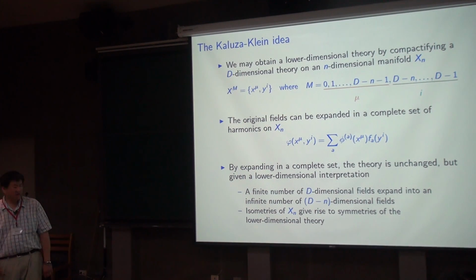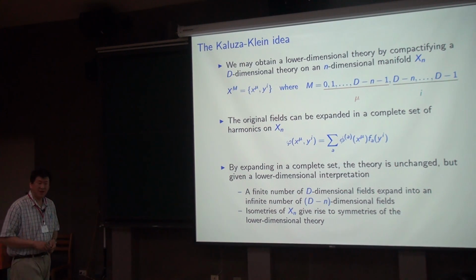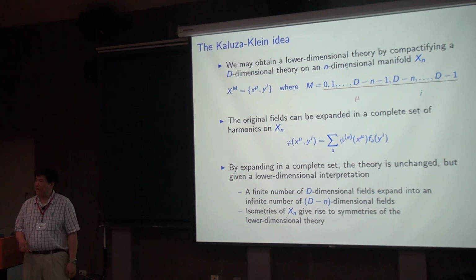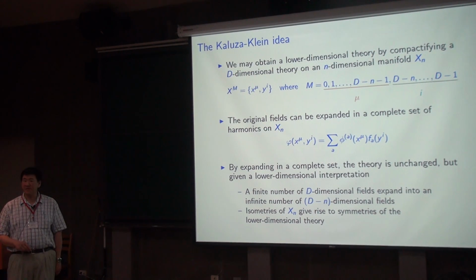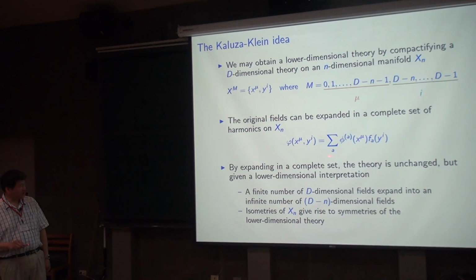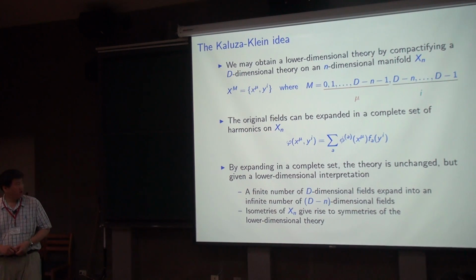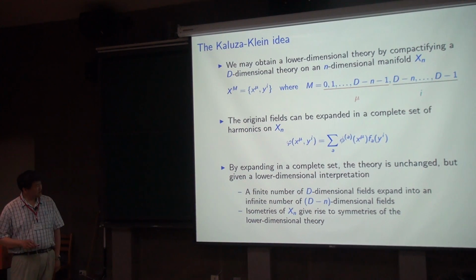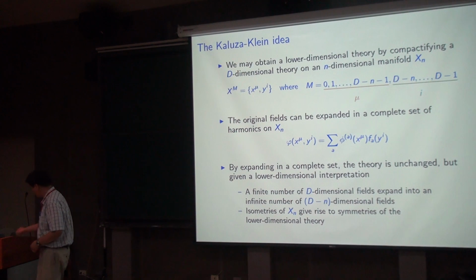One thing you might think about, of course, is that it takes an infinite set of modes to make a complete set. So if I have a finite number of fields in the higher dimensional theory, it expands to an infinite tower, or infinite number of lower dimensional fields as well. I hope this gives some hint also that by expanding on harmonics, or modes in the internal space, this is dependent on the geometry of my internal manifold, and isometries or symmetries of my internal space will show up as symmetries of my lower dimensional theory as well.